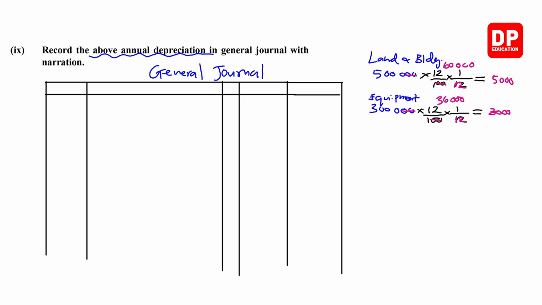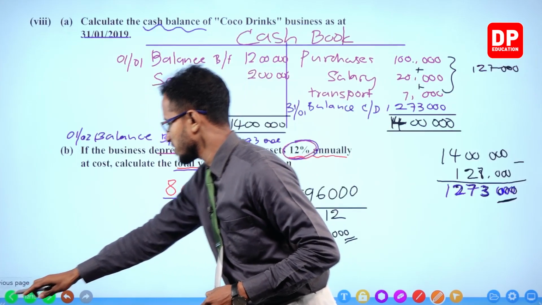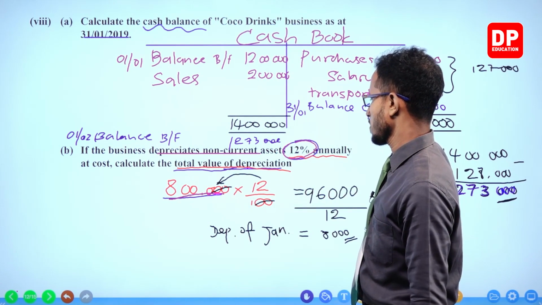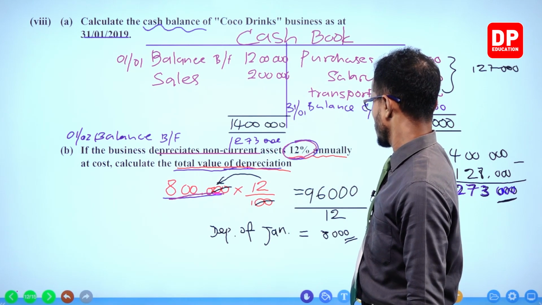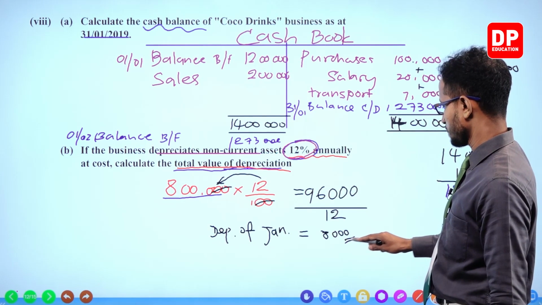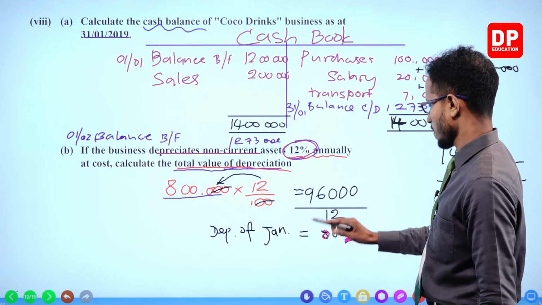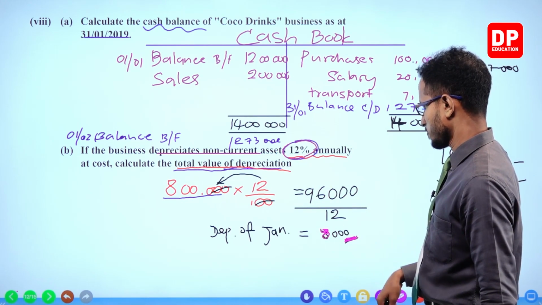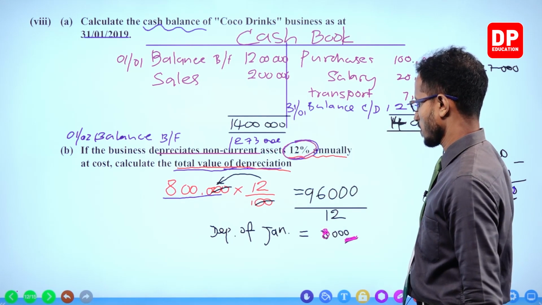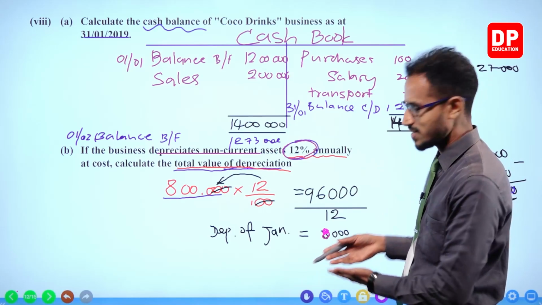See, that's how you get 8,000. We got 8,000 here. You can see the 8,000 here.